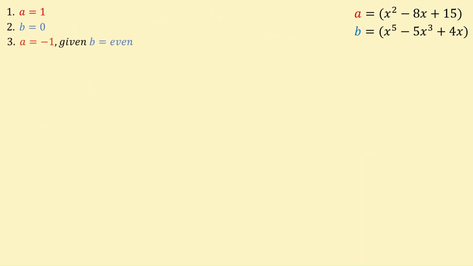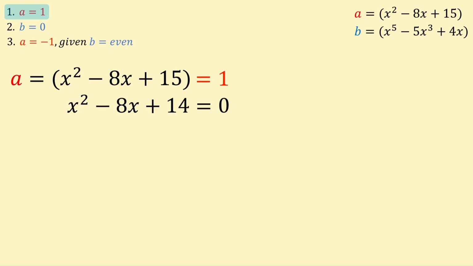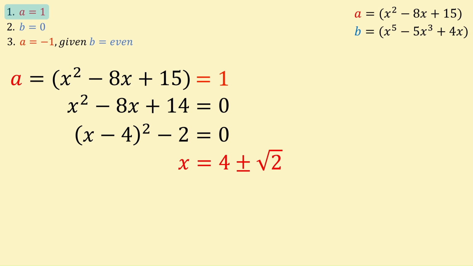Now we have our three cases of when a to the b is 1 at the top, we can start looking at a and b in their normal forms to find proper solutions. For case 1, we need to find how many solutions there are to a is equal to 1. That is, x squared minus 8x plus 15 is 1. Subtracting 1 from both sides gives x squared minus 8x plus 14 is 0. Completing the square gives (x minus 4) all squared minus 2 is 0, which means x is equal to 4 plus or minus the root of 2. These are two unique solutions for when a is equal to 1. Let's keep this at the top.